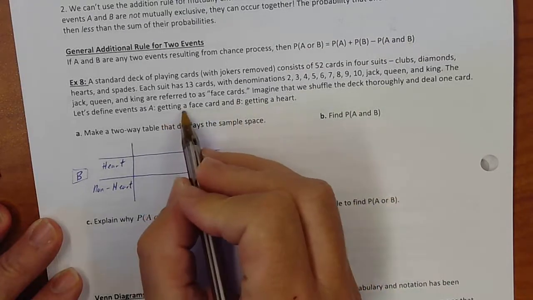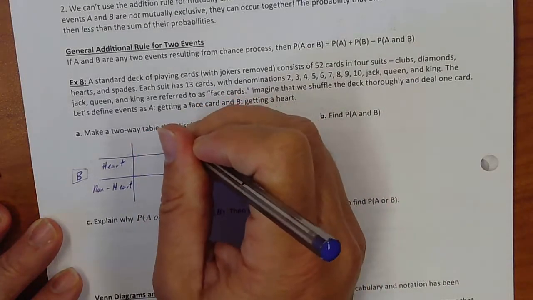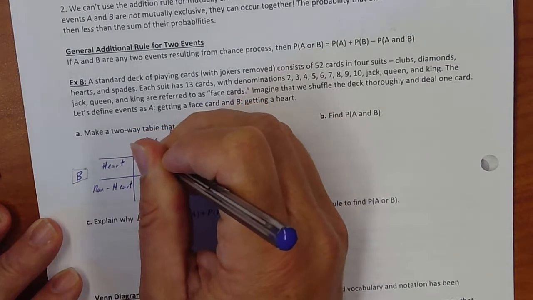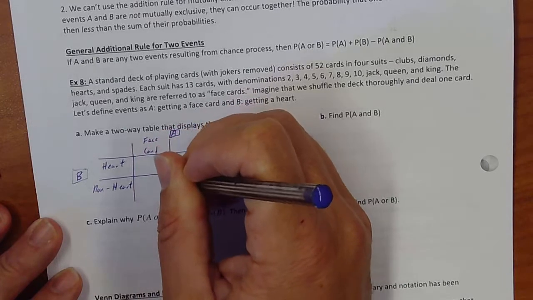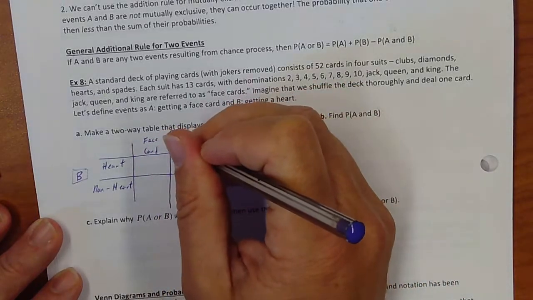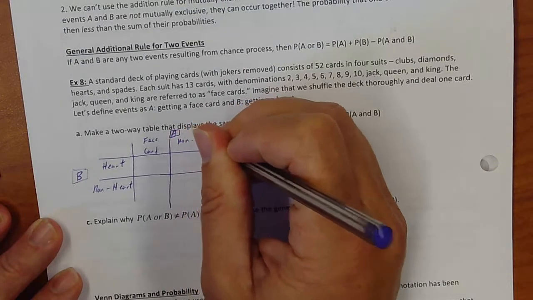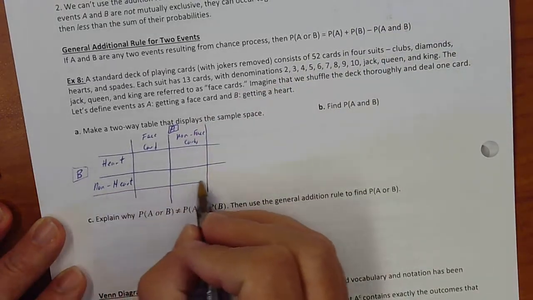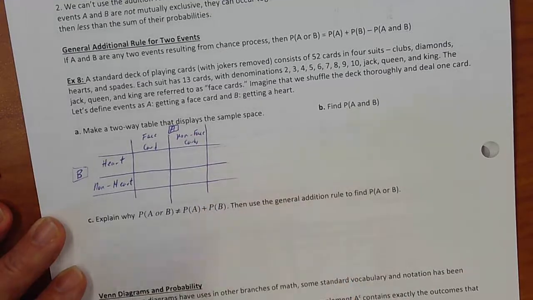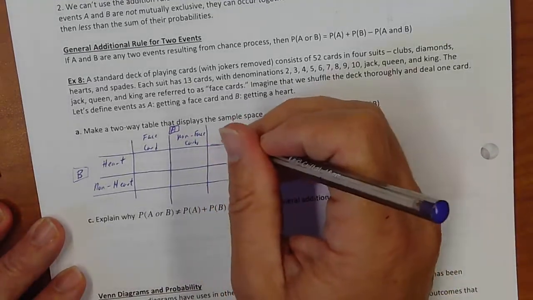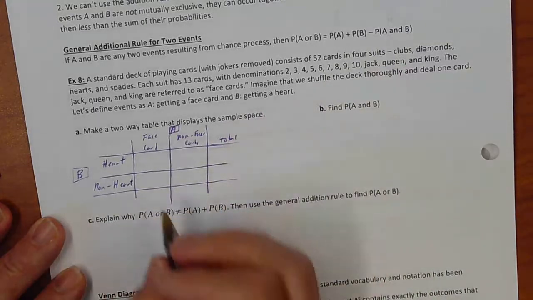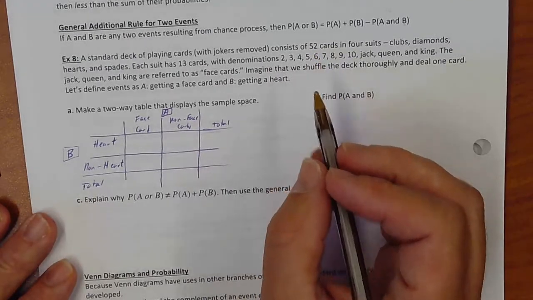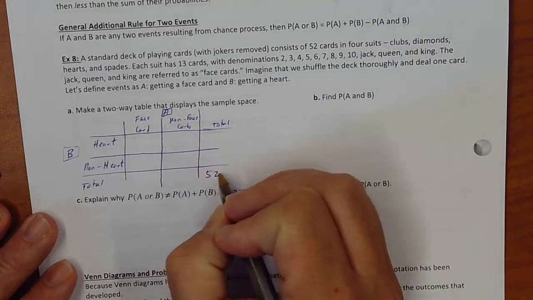The other event was A, getting a face card. So we have event A, face card. And then we have non-face cards. Okay, and then these are your totals. If you want to write the word total, you can here. Total's down here. And we know there's 52 cards total. Okay, so put 52 in the bottom right.